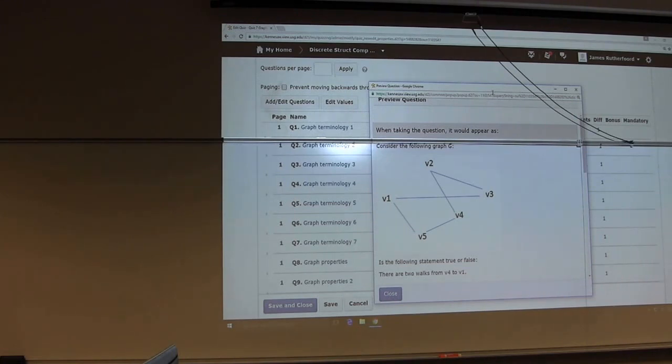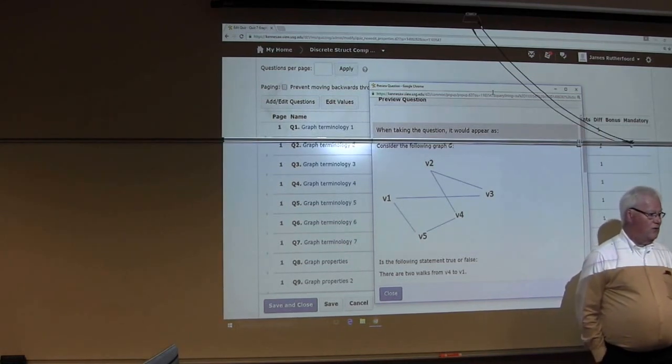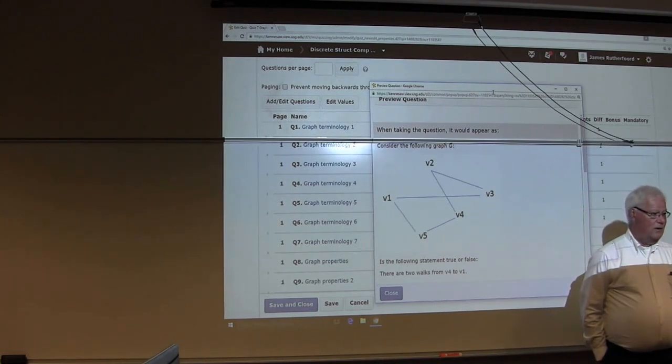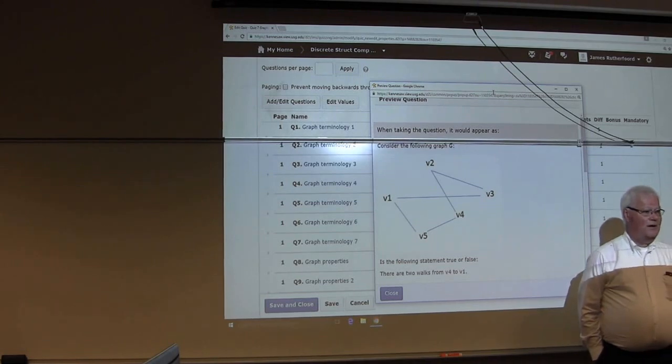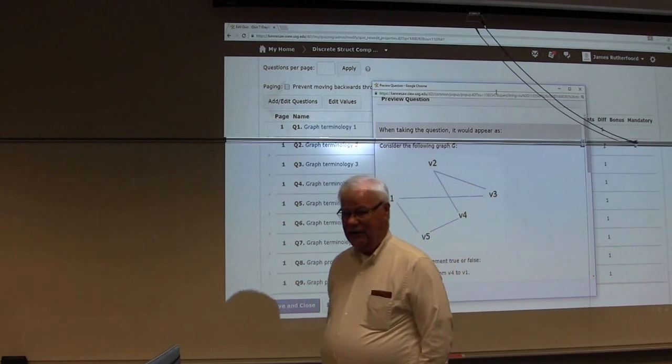Okay, yeah, there are two walks from V4 to V1. Is that true? Are there two walks from V4 to V1? What's the answer? Yes. The answer is there's infinitely many walks. Oh, it's true. And the reason is the difference between this one and the last one.